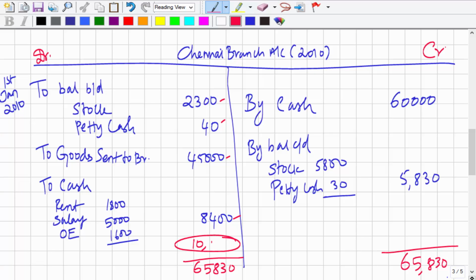It works out to 10,090, and this is the profit, and this profit has to be transferred to general P&L. So we'll say to general profit and loss account, it is going to be 10,090. So in this way, we have prepared branch accounts for both the years for the Chennai branch, that is 2009 and 2010.